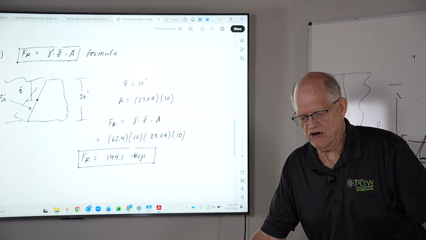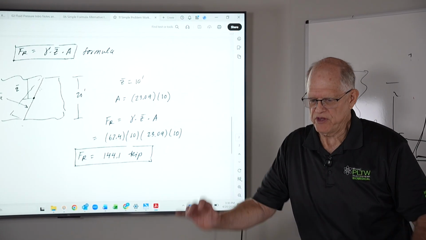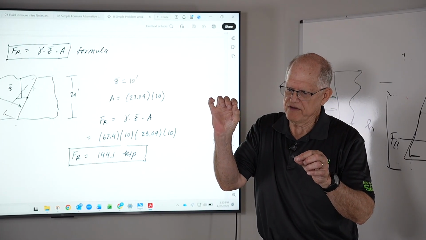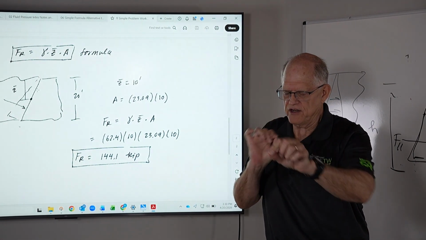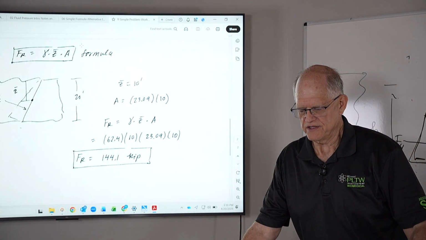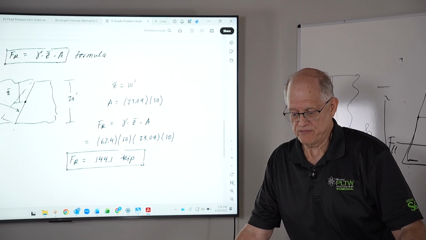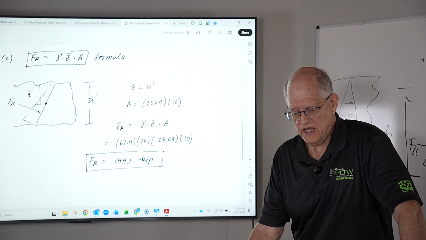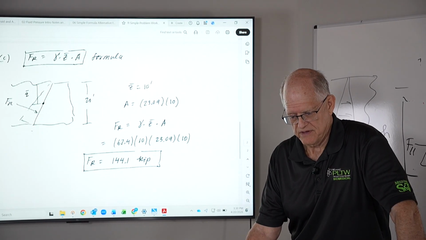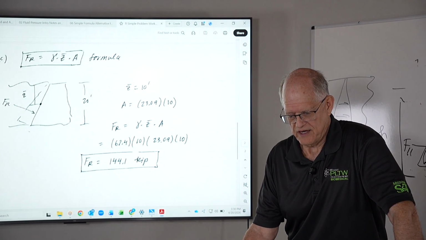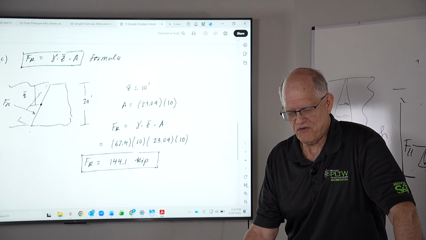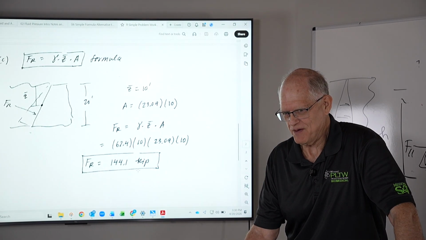Area is the area of this plate. And so remember, this plate is 23.09 feet long, and then it's 10 feet into the board. So the area is 23.09 times 10. And then finally, gamma is 62.4. And so if you take gamma times Z bar times the area, you get 144.1 kip. You get the same number.